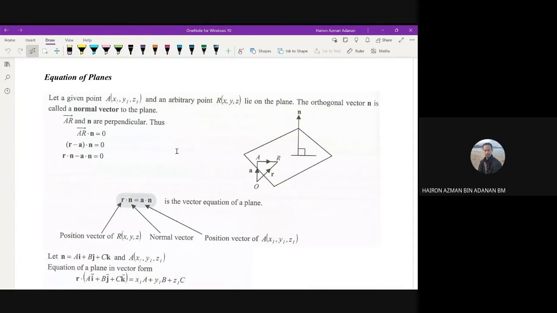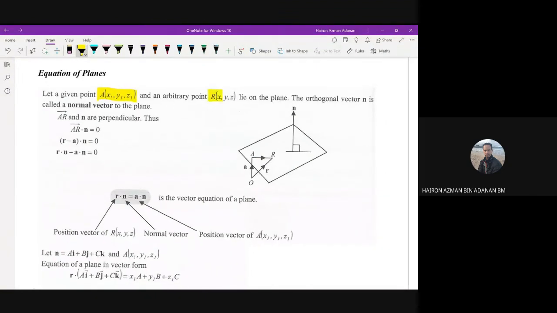Maybe you are given a certain problem, so you have to know how to get the equation of plane. All right, so now we start to discuss the equation of plane. Basically, if you're given a point A, here I just write point A (x1, y1, z1), and an arbitrary point R equal to (x, y, z) lying on the plane.